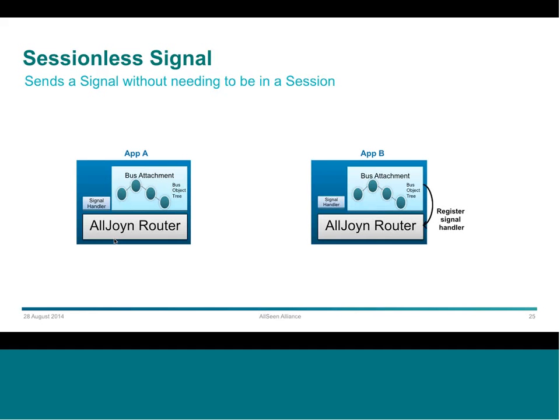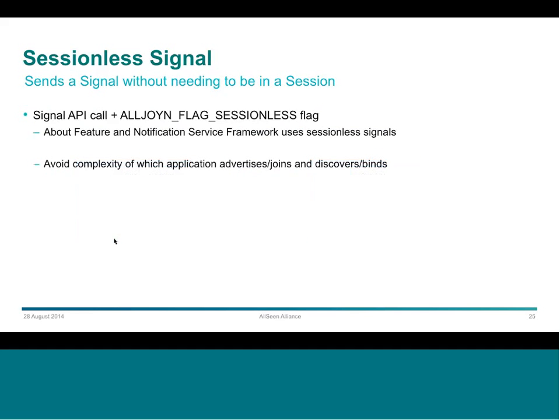You register a signal handler on a device, and then a signal travels out. No longer are you needing to explicitly look for a set of capabilities, join up, form those connections, and wait, that kind of connection time and setup, and burden yourself with that extra application logic. What you'll do now is just set a flag when you send a signal from your bus object as AllJoyn flag sessionless. And when you do that, it will travel to any application that is registered to receive a signal handler on that interface name.